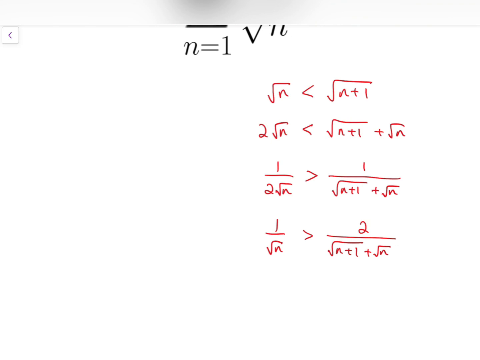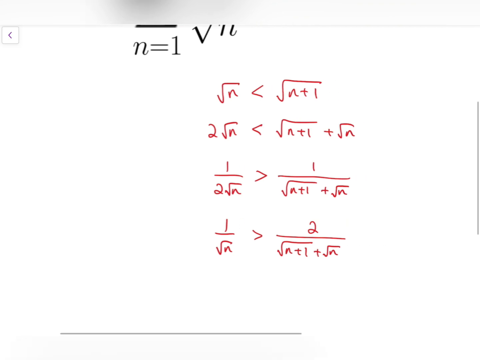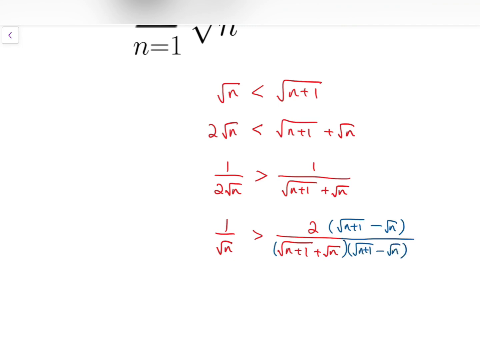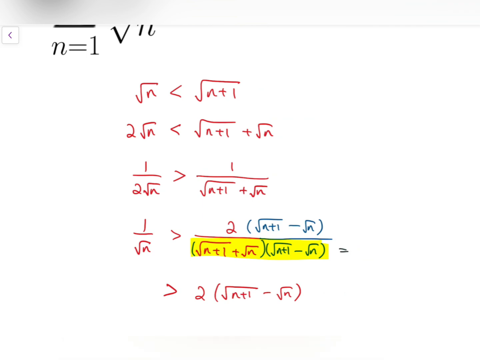On the other hand, I can do something like rationalization on the right side by multiplying both the numerator and denominator by root n plus 1 minus root n. And then now the right side becomes 2 times square root of n plus 1 minus square root of n, whereas the denominator becomes root n plus 1 all squared, and that's n plus 1, minus root n all squared, and that's n, which gives 1. So divided by 1 is just the number itself.